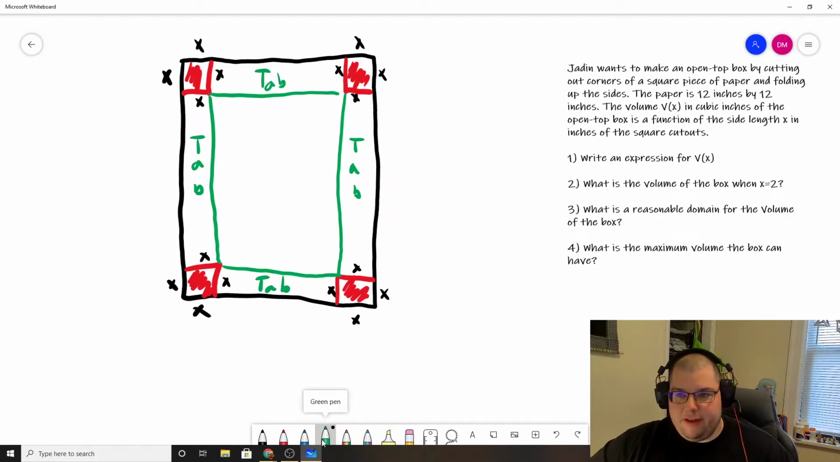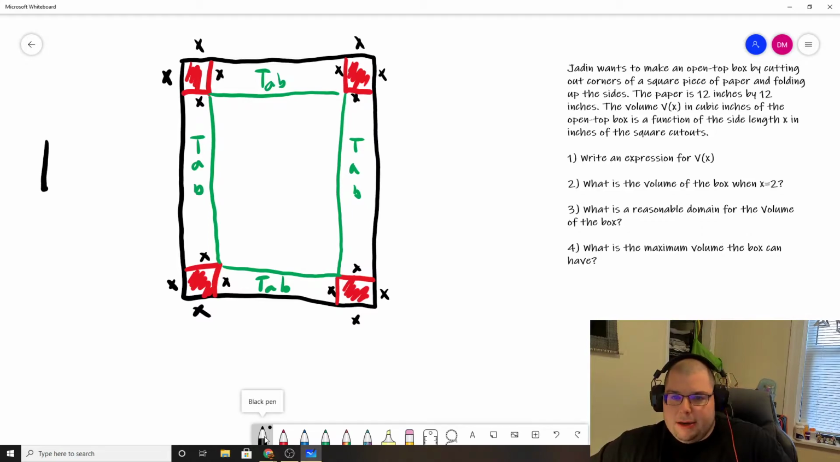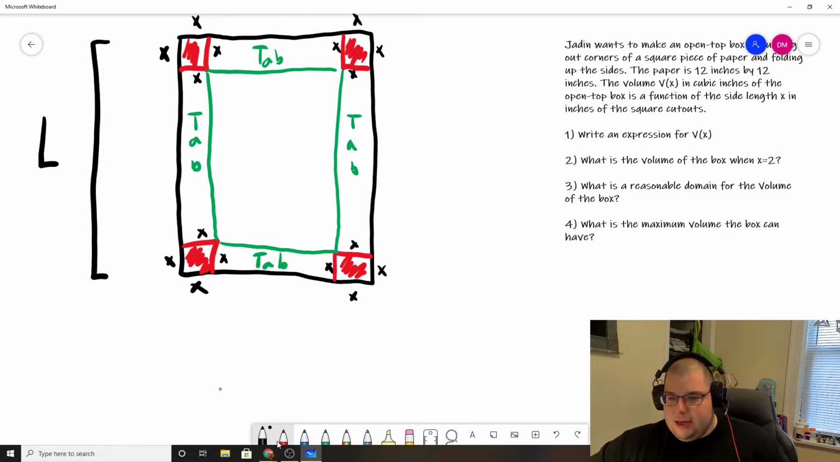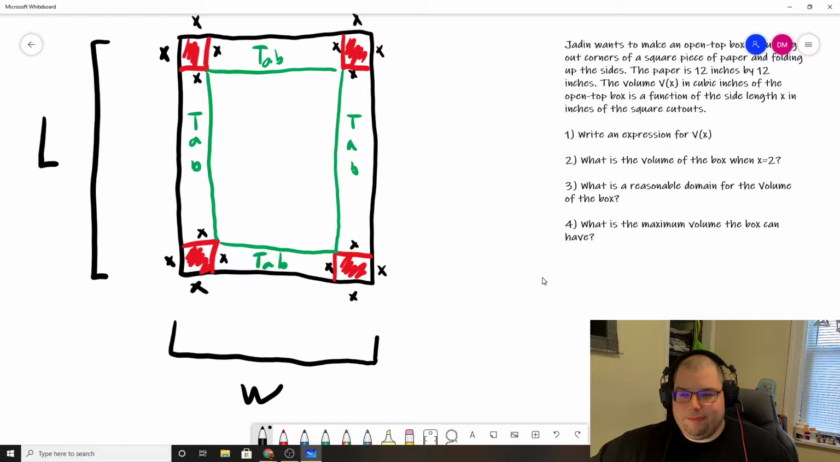So that's how we're making the box in a two-dimensional display of it. So what we want to do now is create a formula for this box. So this is going to be our length. Actually, let's not do that in green. We want to do that in black. So this whole thing is the original length of the piece of paper. And then down here, this whole distance is the original width of the piece of paper.